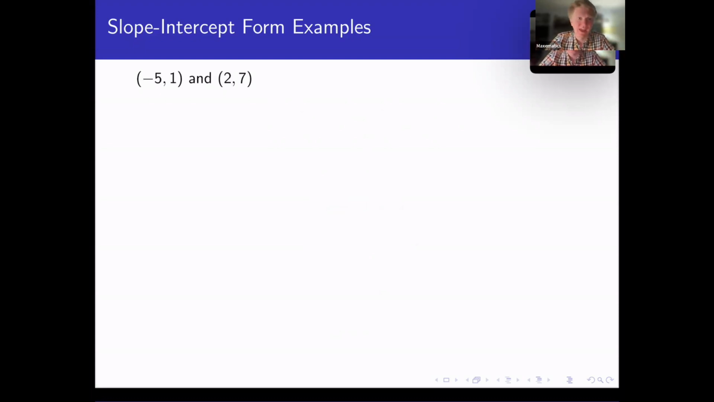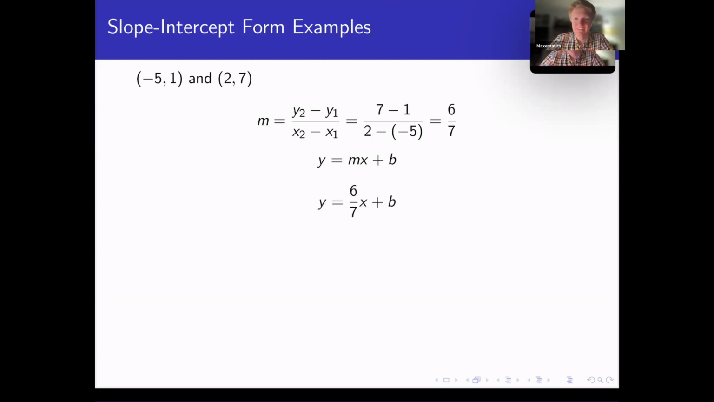Alrighty, let's do another set. Negative 5, 1, and 2, 7. Subtract the y values over subtract the x values. 7 minus 1 is 6, and 2 minus negative 5 is 2 plus 5, so we get 6/7. Okay, well, y equals mx plus b. m is 6/7, and we're going to plug in an x and a y. I don't remember which one I used. We're going to use the second point here. Alrighty, so plug in 2 for x, 7 for y.